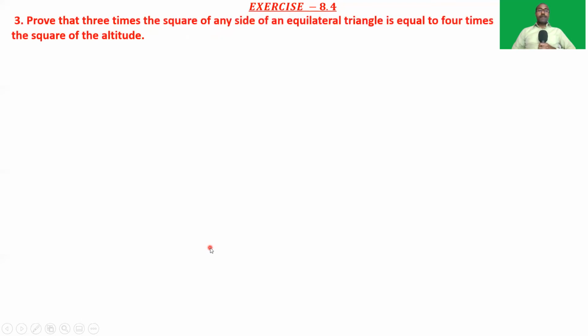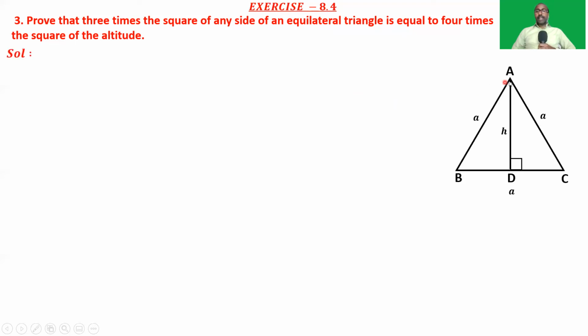Prove that 3 times the square of any side of an equilateral triangle is equal to 4 times the square of the altitude. That is, in an equilateral triangle, 3 times the square of the side is equal to 4 times the square of the altitude. That is, we have to prove here.